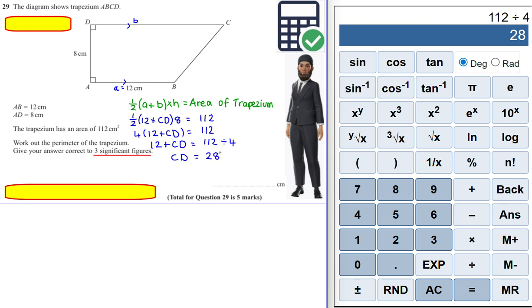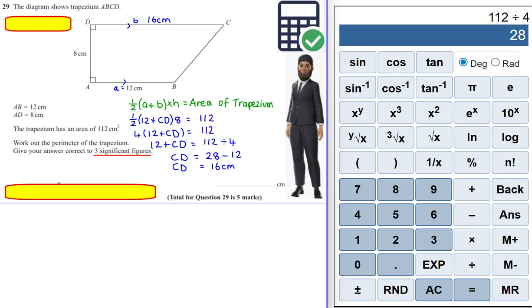And then what we're going to do with that 28, we need to take away 12 from both sides. So therefore the value of CD is equal to 16 centimeters. Let's fill that in. Let's write 16 centimeters over here. Now that's the length CD, that's fine.